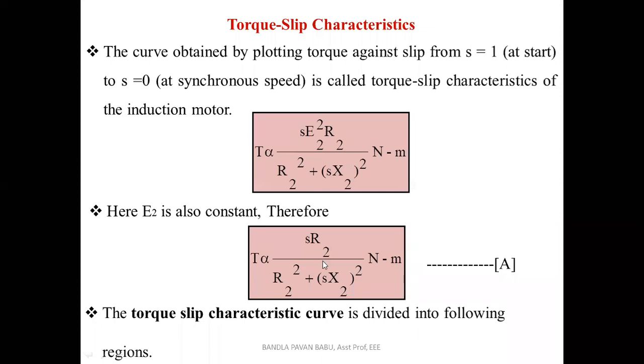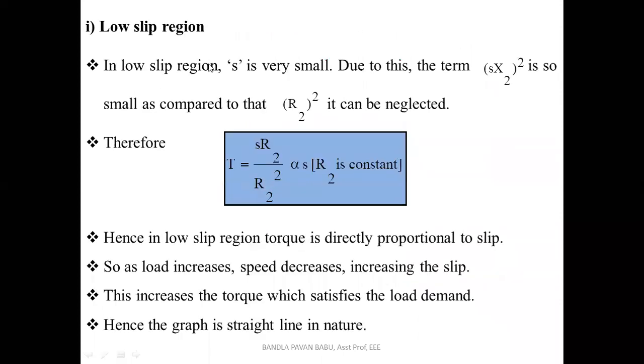Analyze the torque slip curve. The regions can be divided into two regions: low slip region and high slip region. In some other contents, we can see low slip region, medium slip region and high slip region. But I'll explain one by one. First, the low slip region.